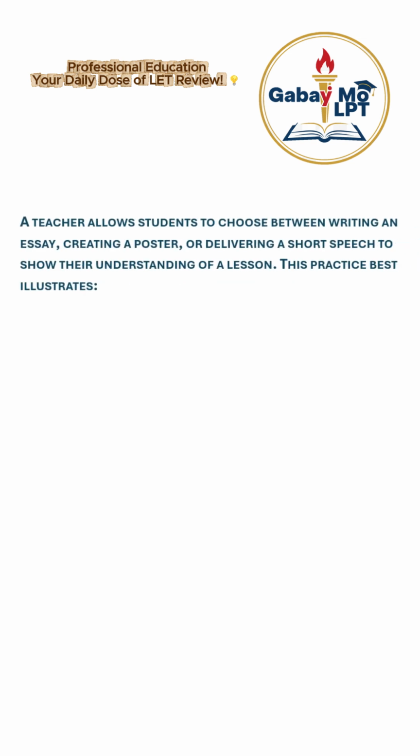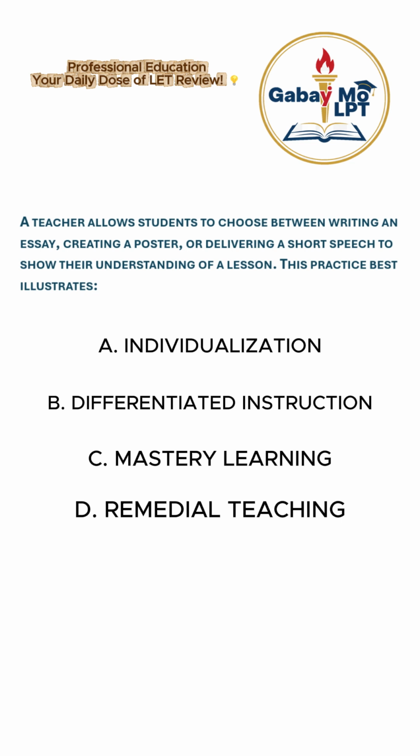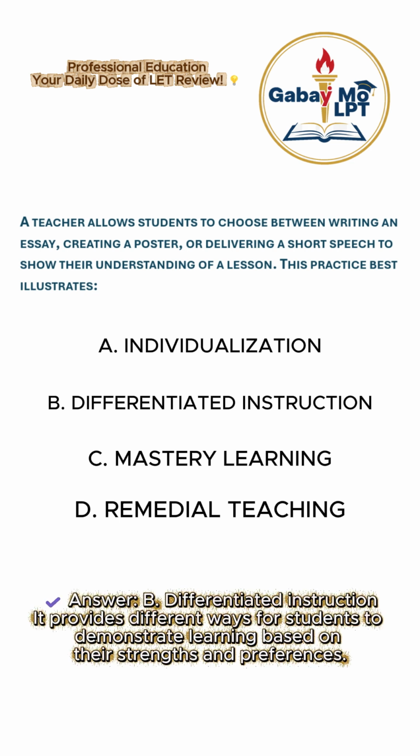A teacher allows students to choose between writing an essay, creating a poster, or delivering a short speech to show their understanding of a lesson. This practice best illustrates A. Individualization. B. Differentiated instruction. C. Mastery learning. D. Remedial teaching. Answer: B. Differentiated instruction. It provides different ways for students to demonstrate learning based on their strengths and preferences.